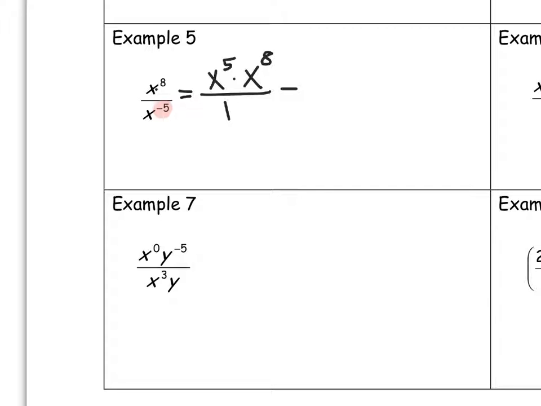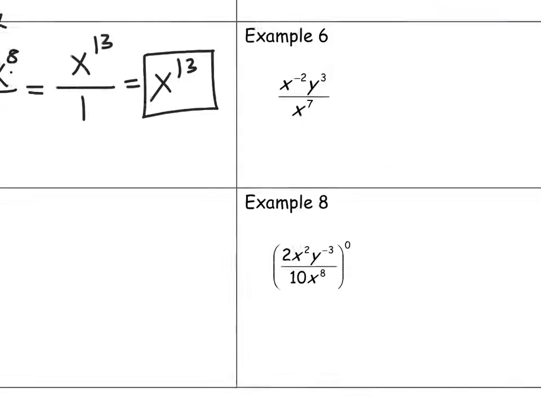And let's reduce this answer. x to the 5th times x to the 8th. x to the 5th means x, x, x, x, x. x to the 8th means this 8 times. If you combine those, you get x to the 13th over 1, and that's just x to the 13th.